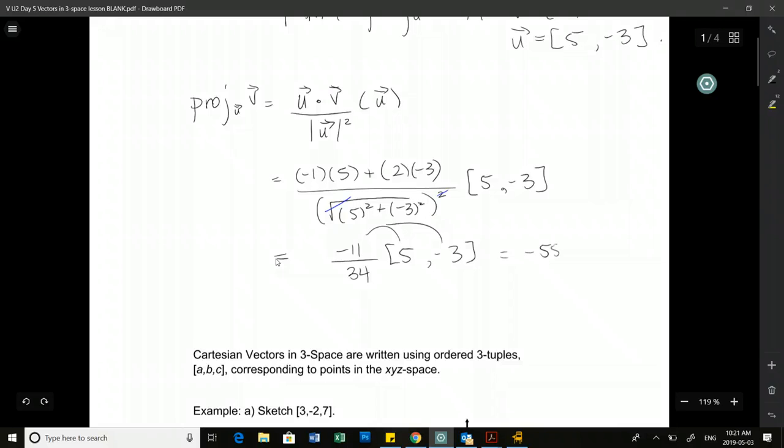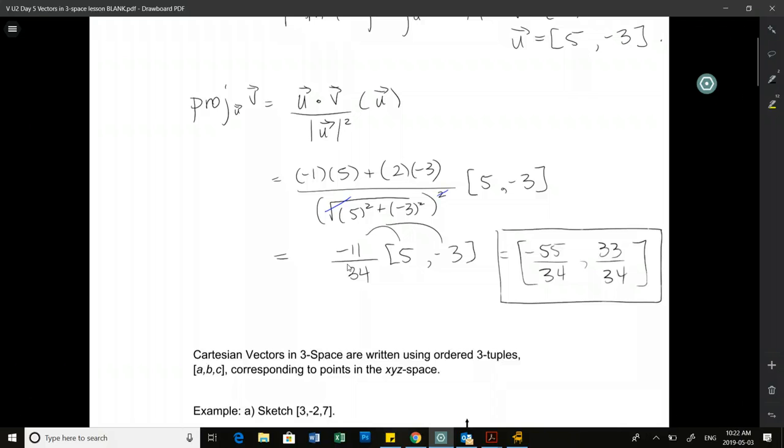So I've got -55 over 34, and then negative times negative makes positive, so 33 over 34. That's our final vector. Okay, all right. So this contains both magnitude and direction. Any questions for this one?